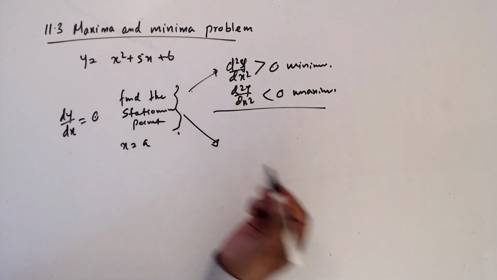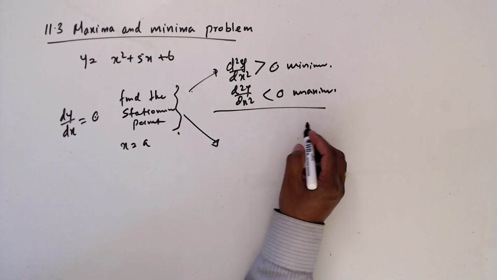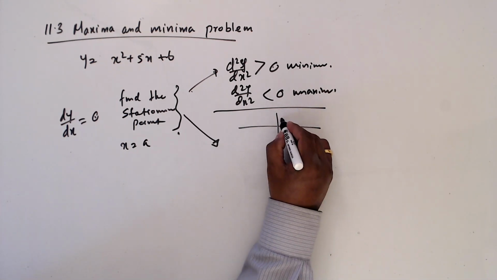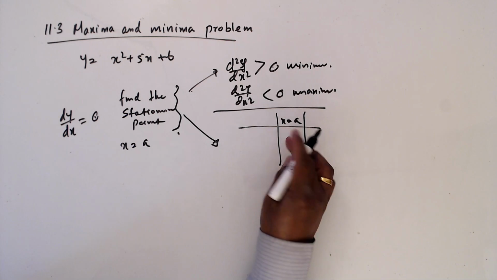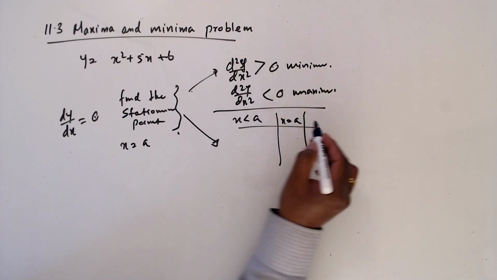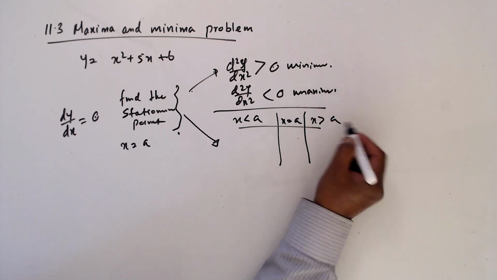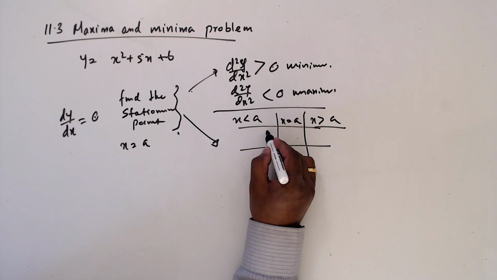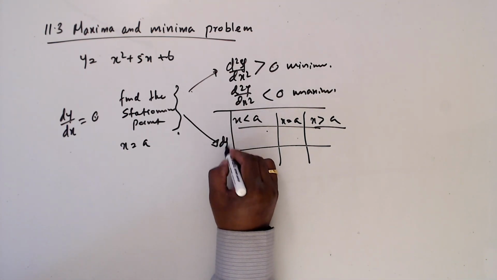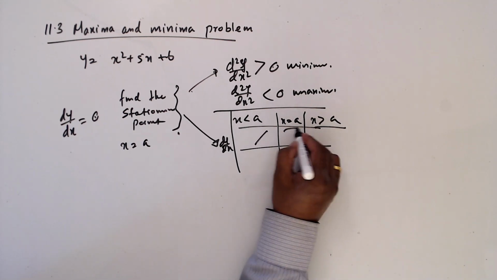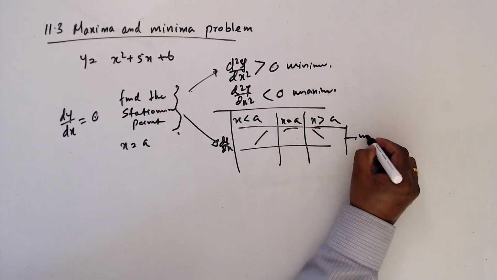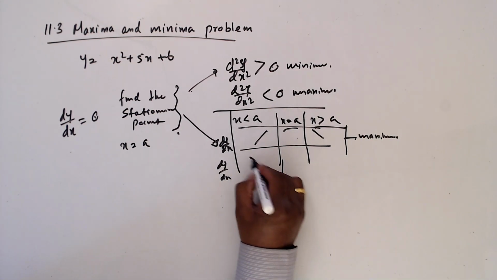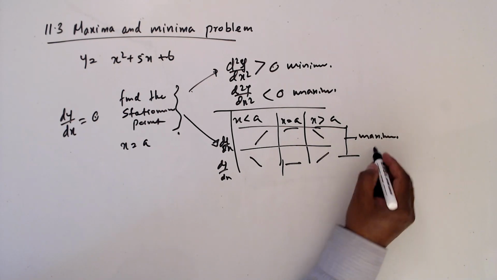one stationary point, x equals a. Then we study the gradient at x less than a and x greater than a. Then if we find the gradient dy/dx like this, then this is going to be a maximum. If we find the gradient something like this, it is a minimum.